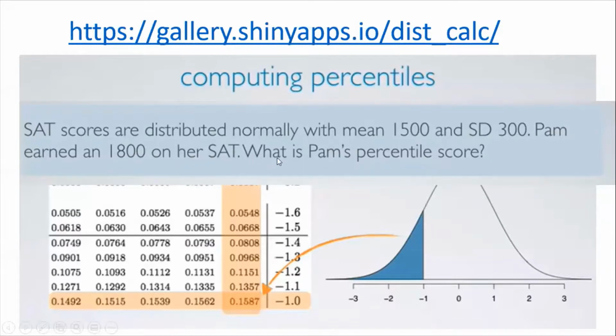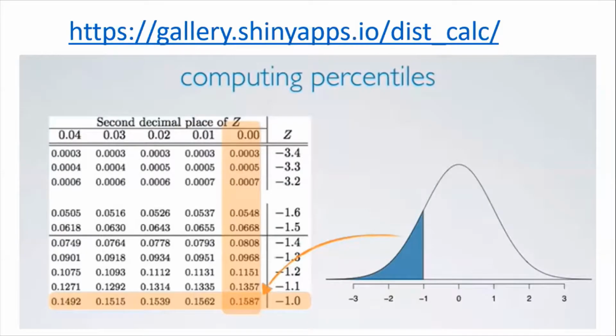1,800 on her SAT score. So what is Pam's percentile score? So the answer is, I think you can use the applet, okay? If you have already opened it, you can use the applet. Anyway, let's calculate this together.